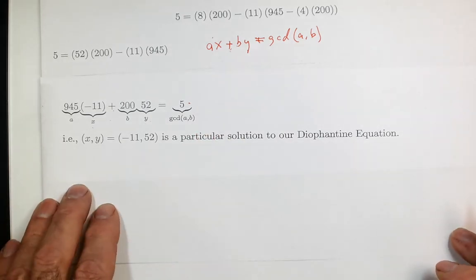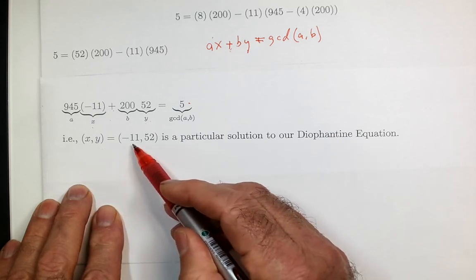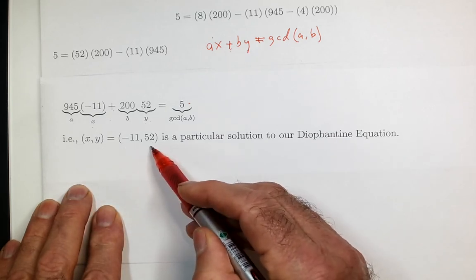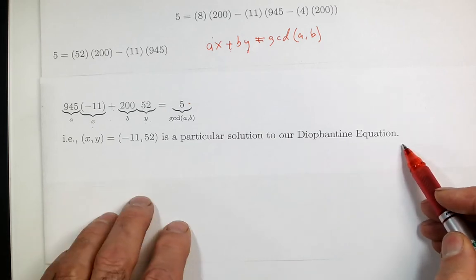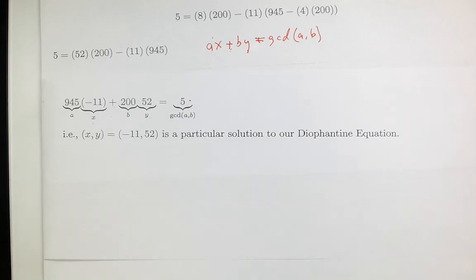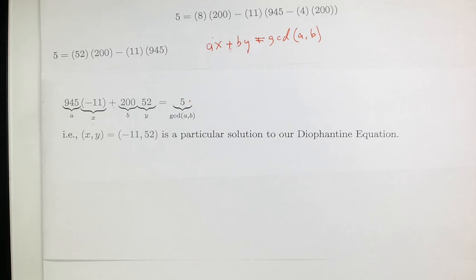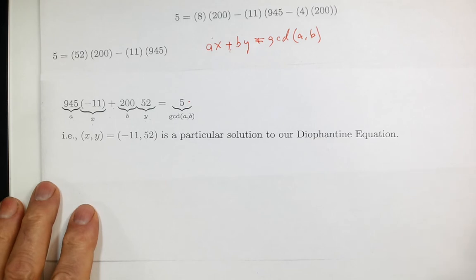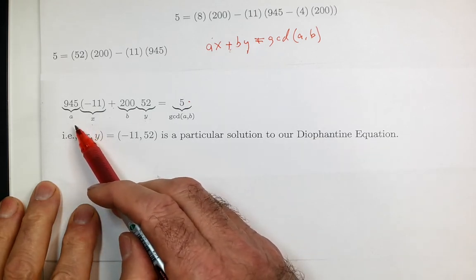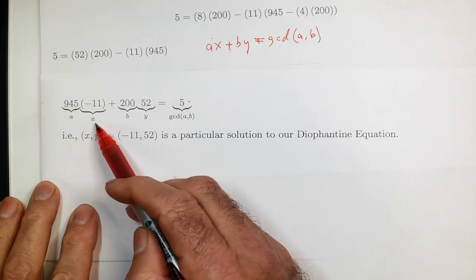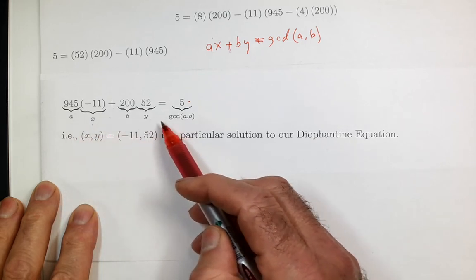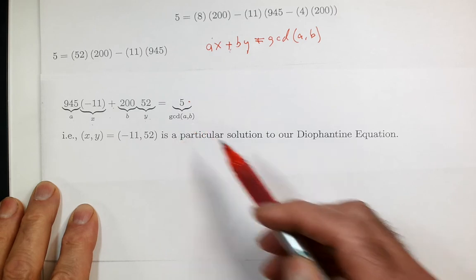And one thing that this tells us is that (x, y) = (-11, 52) is a particular solution to our Diophantine equation. For future reference, we'll remember that (-11, 52) is a particular solution to our equation. And remember also that we want to take our result and rewrite it so that it fits the form of the original equation exactly: ax + by = the greatest common divisor of a and b.